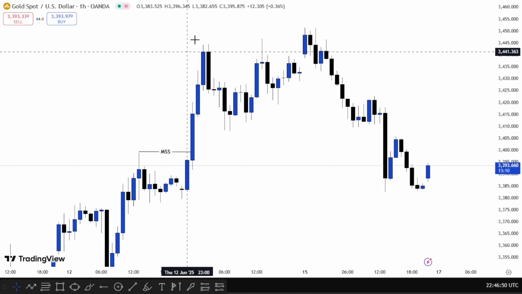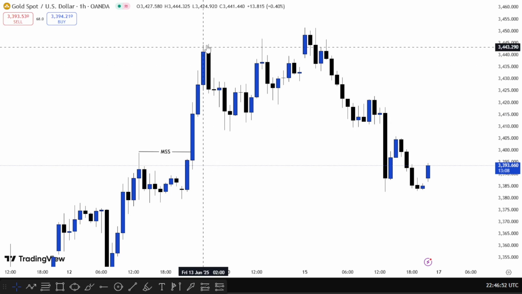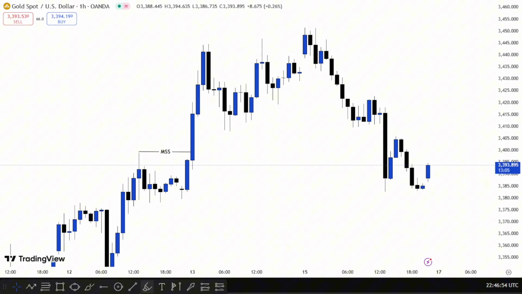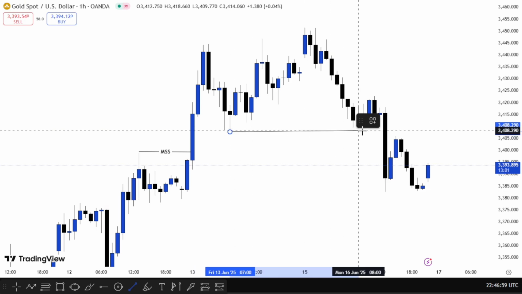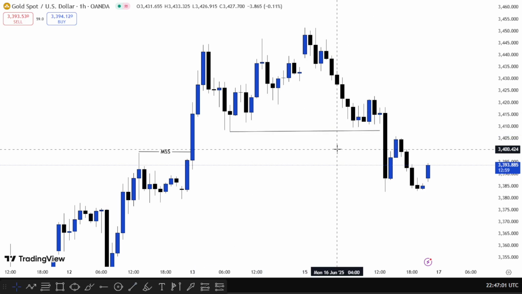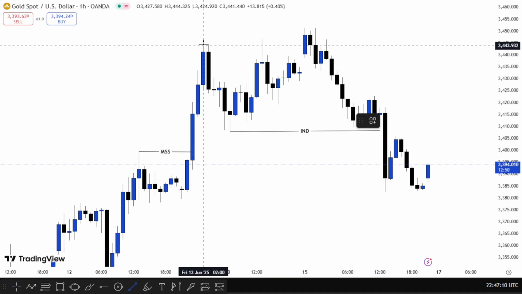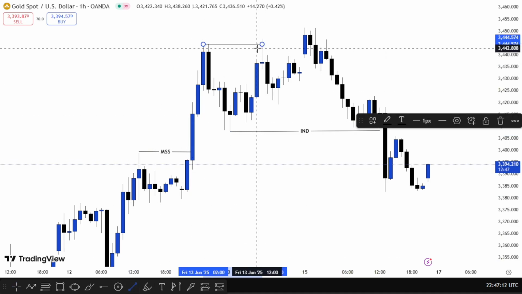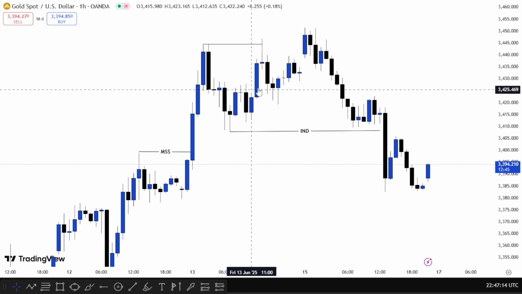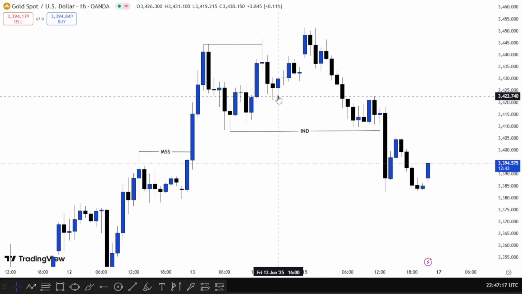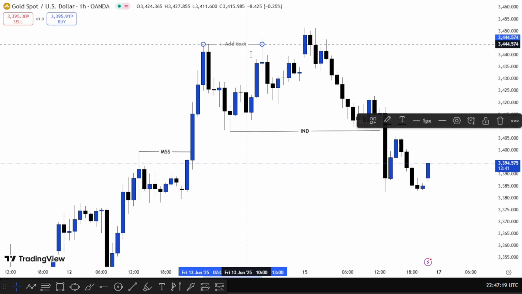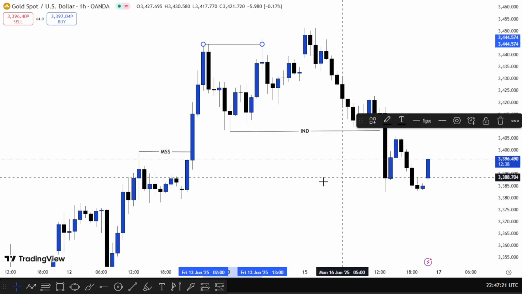All right, we now have a pullback. So this pullback is more or less like a retracement, and this provides our inducement level or our structural liquidity. All right, so these are inducement levels. The market has to come back and refill that imbalance, which is just there. All right, and now we have a second break of structure right here, because the market wicked above and then pulled back and even went above to actually break that structure. So that is already established.